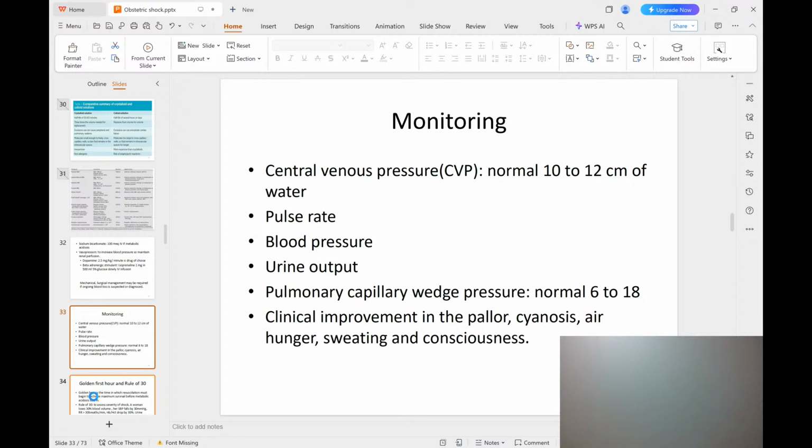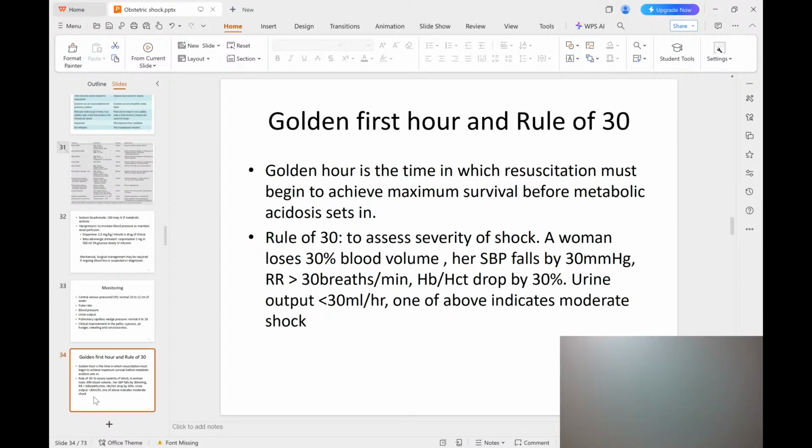Monitoring is usually done with central venous pressure. Central venous catheter is placed, and pressure is maintained at 2 to 12 centimeter of water. Pulse rate, blood pressure, urine output, pulmonary capillary wedge pressure, and clinical improvement in pallor, cyanosis, air hunger, sweating, and consciousness are monitored. So there is a term called golden first hour and rule of 30.